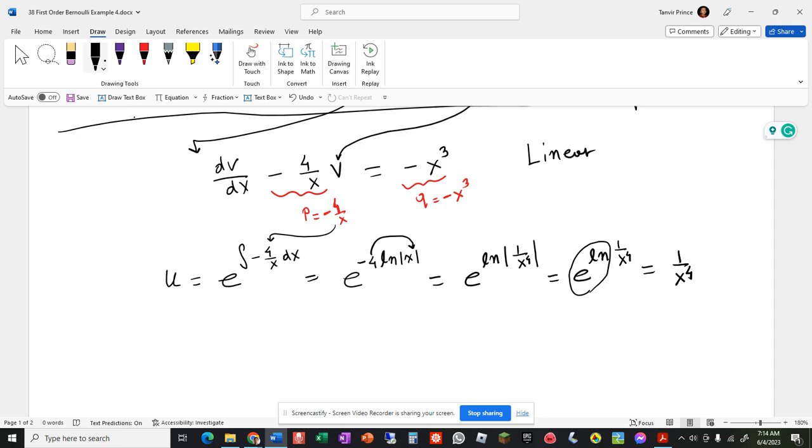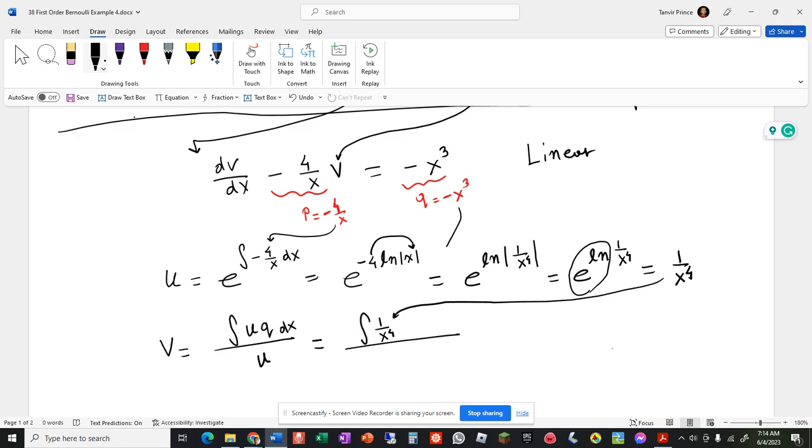Very good. So that's the integrating factor. Now let's find the v. So the formula is integral of u times q divided by u. So let's substitute. So integral of u is 1 over x to the 4 times q, which is negative x cubed, divided by u, again, is 1 over x to the 4. So let's do the calculation.